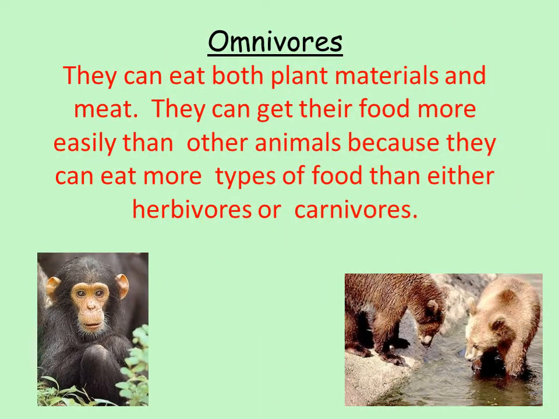The next important group of animals are omnivores. They eat both plant materials and the flesh of other animals. They get their food more easily than the other animals because they can eat more types of food than either herbivores or carnivores.